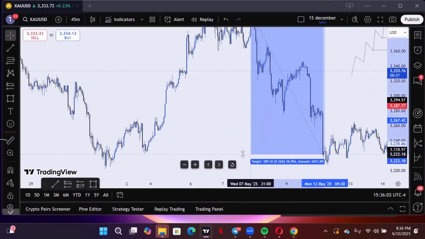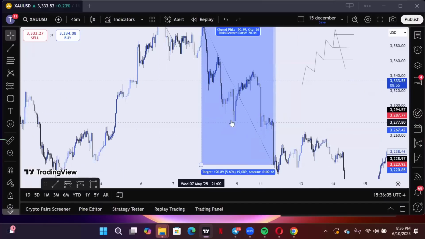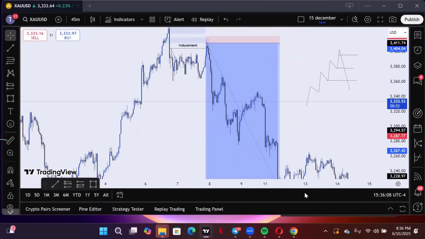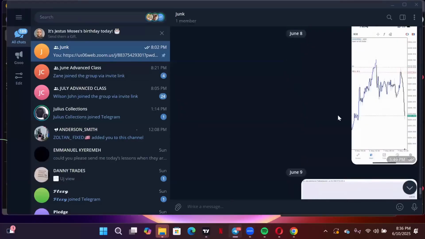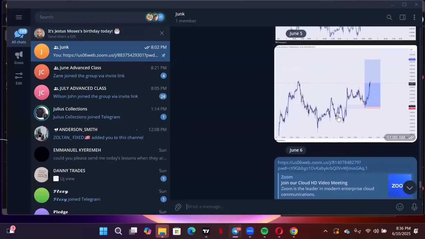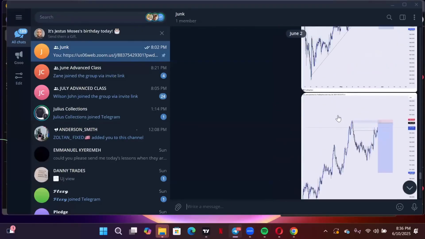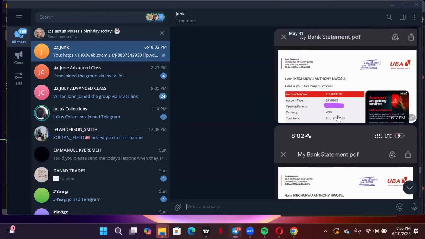So it means that if you risked $100 on this trade, you would have made $2,000. If you risked $1,000, you would have made $20,000. This was, I'm going to try to see the analysis.